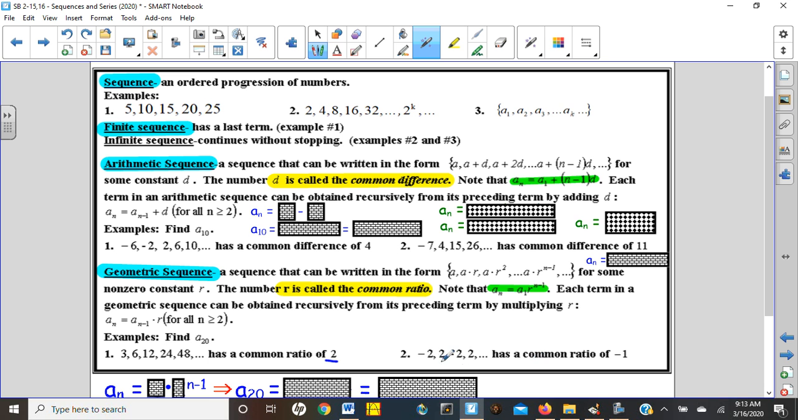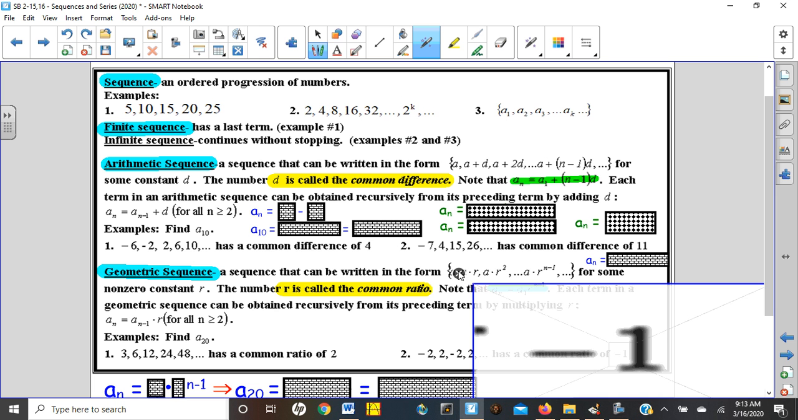This other one's a little weirder, -2, 2, -2, 2. It's not really growing or shrinking. It's really just flipping back and forth between positive and negative. So all that's happening is we're multiplying by an extra -1 each time. And we'll talk about that more in just a second.